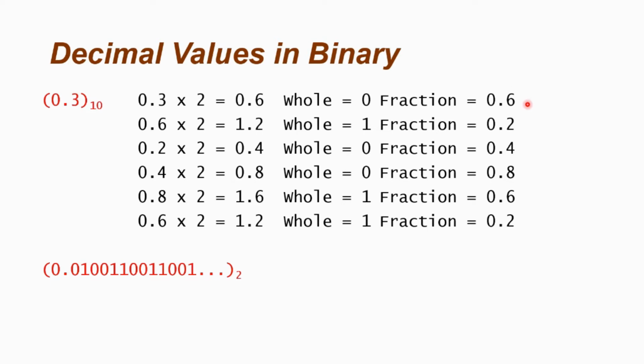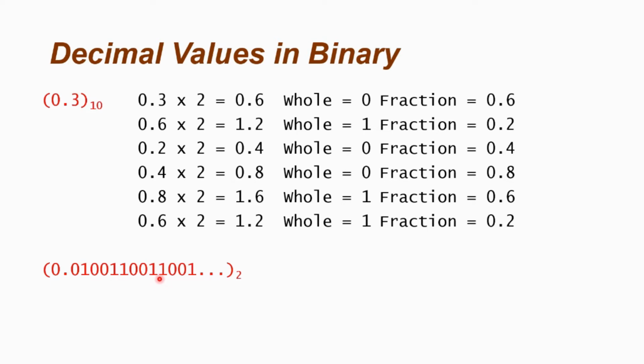Now you can see that these have started repeating. 0.6 into 2 is 1.2, whole part is 1, fraction part is 0.2. So now what is the binary value? It is 0, 1, 0, 0, 1, 1. So that is 0.01001100110011.